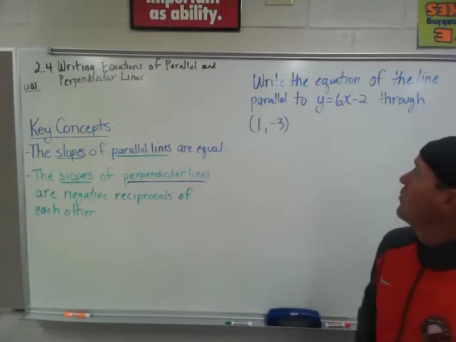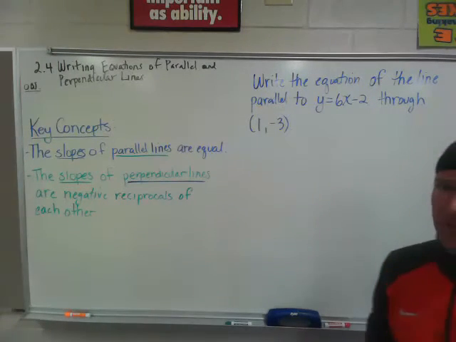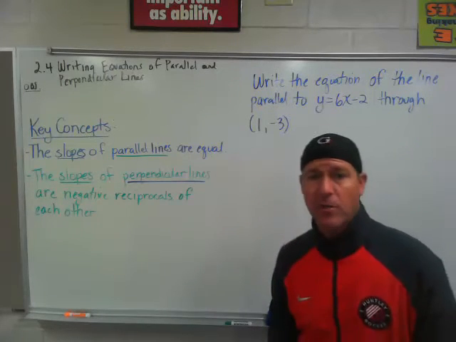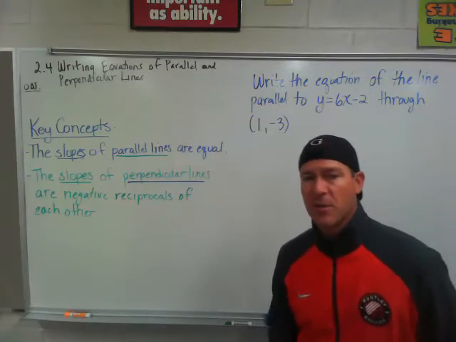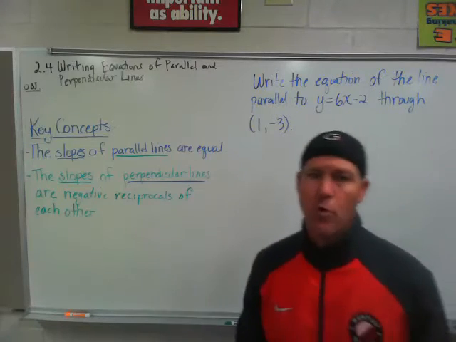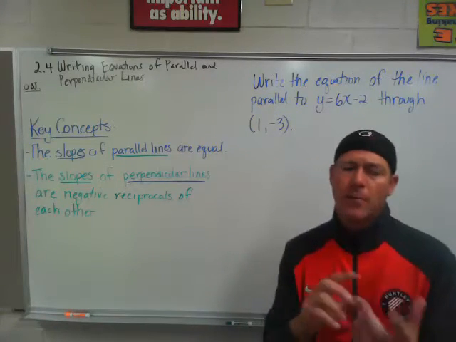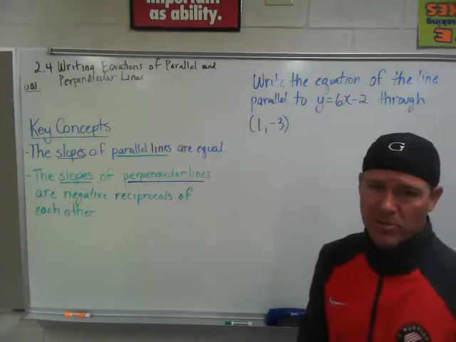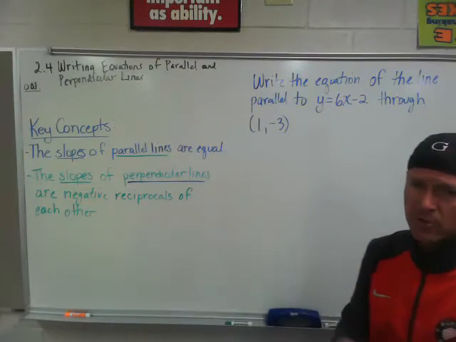So we have this problem over here. Write the equation of the line parallel to y equals 6x minus 2, and we're going through the point (1, -3). So I'm going to grab the slope out of the equation given to me. Remember, the slope of parallel lines are equal.